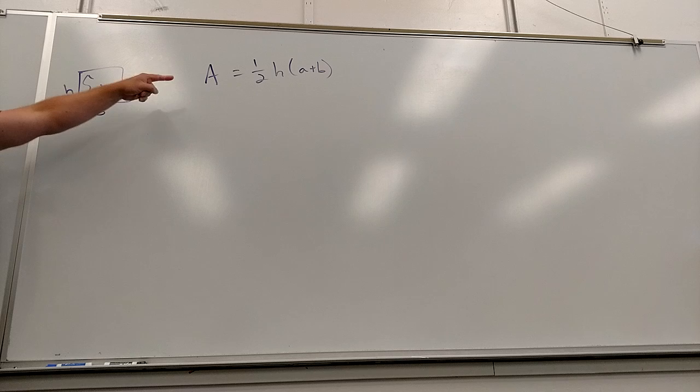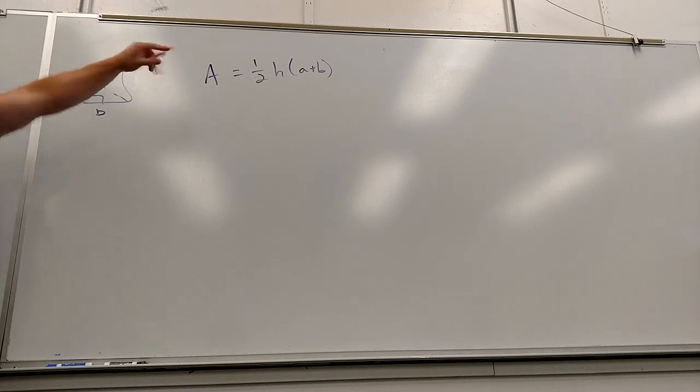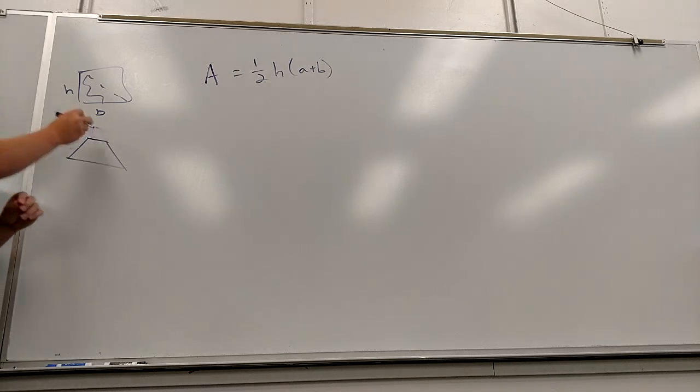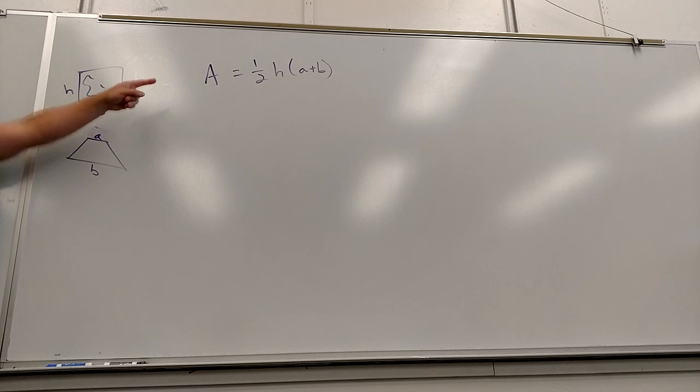This looks like half height times the sum of two bases. So that would be a triangle that's been beheaded. So now it's got two bases. So this is the formula for the area of a trapezoid.